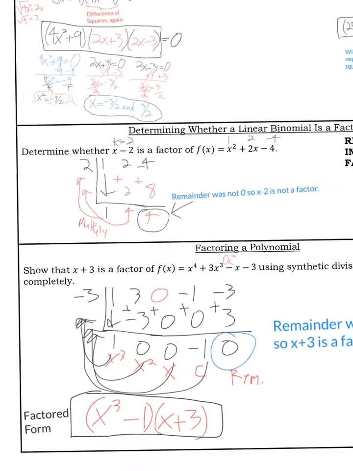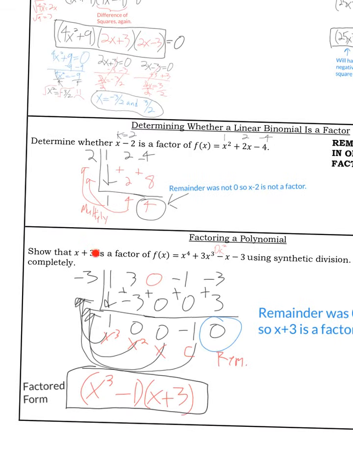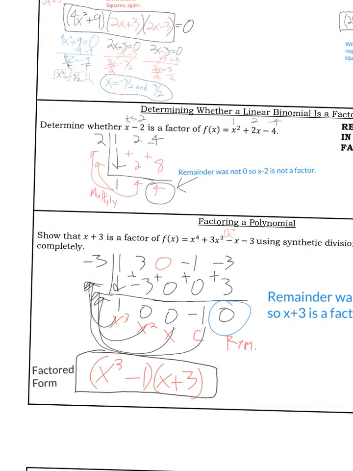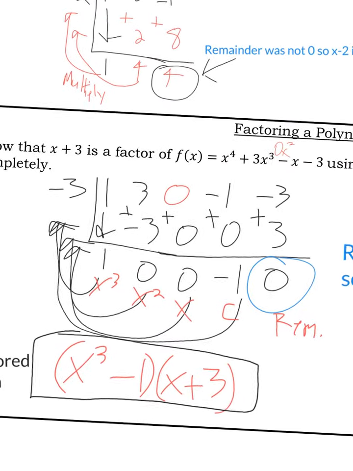So on this one, I am going to show that x plus 3 is a factor. I'm going to do the synthetic division right here, and then you'll see that the remainder is a 0. And then it says factor f of x completely. Okay, so this is what I mean. We're going to do the synthetic division part.